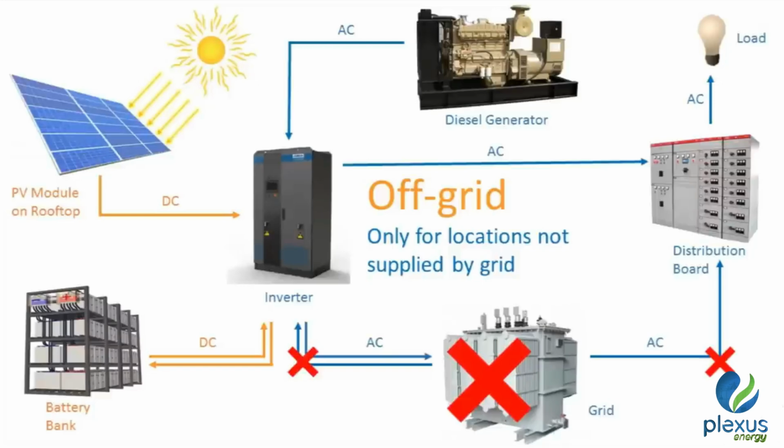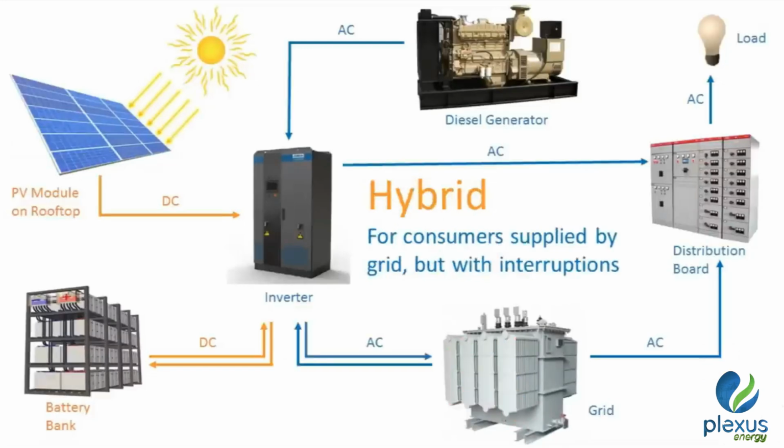This brings us to the third type of solar plant known as the hybrid plant. Here, the solar plant can integrate with grid power, battery, and diesel power. We recommend hybrid solar plants for energy consumers who have grid power but with frequent interruptions and who need critical loads to be powered continuously.